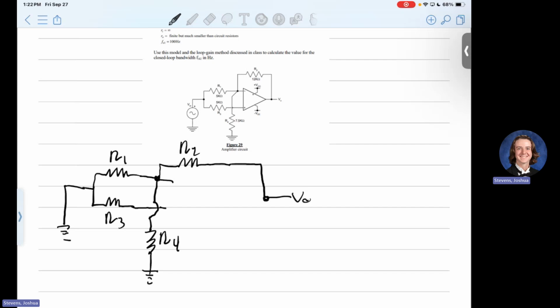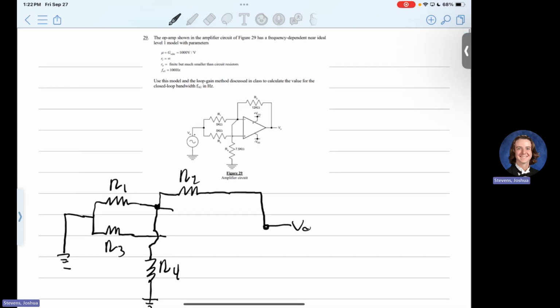Typical equations. One thing he said was near ideal, meaning we're treating this as ideal. VP equals VN. Does that look familiar? The positive end voltage equals the negative end voltage. We agree with that? Those are just equations that are normal to op amps, ideal op amps.